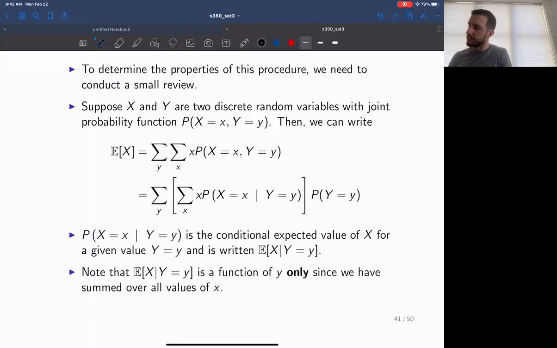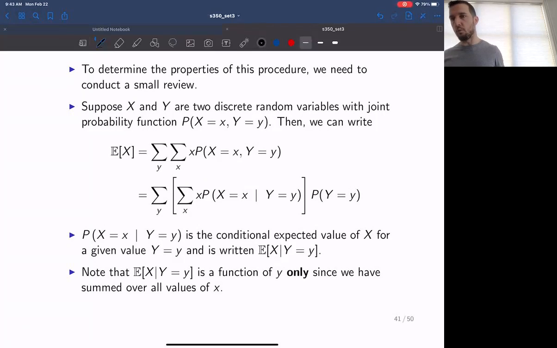So in particular, if we have 2 random variables, capital X and capital Y, and they have a joint probability function P of X, Y, we can write the expected value of X as the sum across Y of the sum across X of X times the probability of X conditional on Y times the probability of Y. Okay, so this is just a definition that we are going to use in our derivation of the expected value and for the variance momentarily.